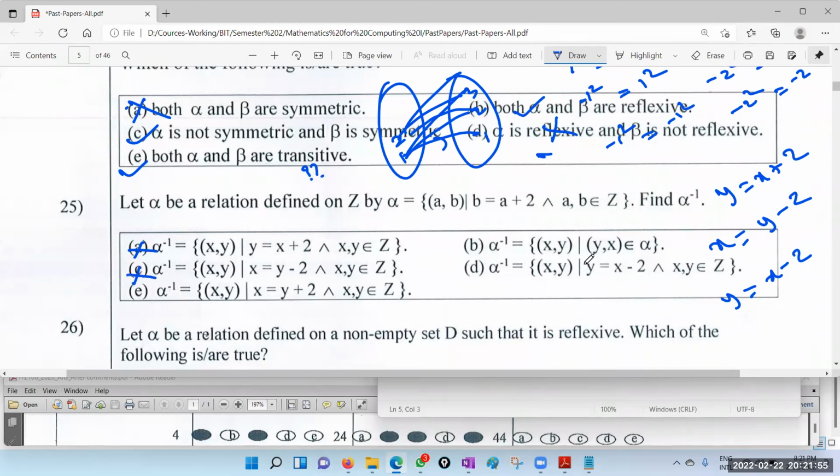(x, y) such that (y, x) is in alpha. Yes, that is the definition of inverse. What is the inverse? Reverse. If (y, x) is in alpha, then (x, y) is in the inverse. Because if 5 to 10, the inverse must be 10 to 5. So this is the definition of inverse. What about this? y equal x minus 2, right? And x and y are integers. Yes, right. That is correct. So that is correct. What about this?